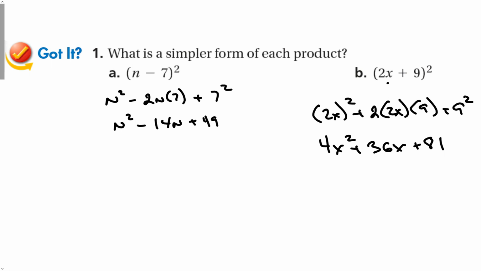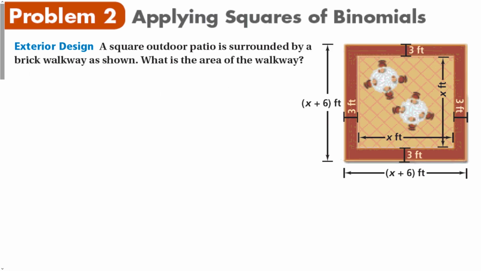Let's try a word problem. So a square outdoor patio is surrounded by a brick walkway as shown. So we have some bricks going around the outside here. The distance from side to side of the patio is x. This distance is 3. This is 3. So that's x plus 6. That's where that comes from right there. So the big square is x plus 6 by x plus 6.